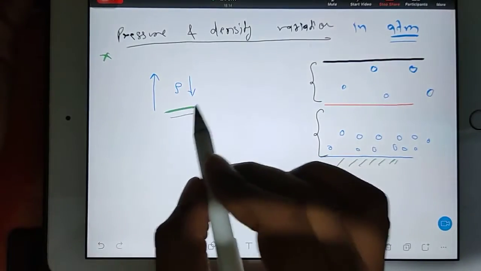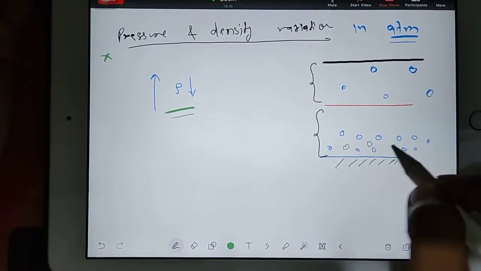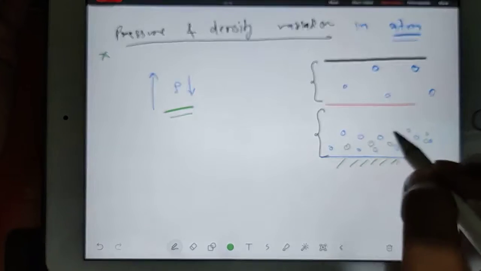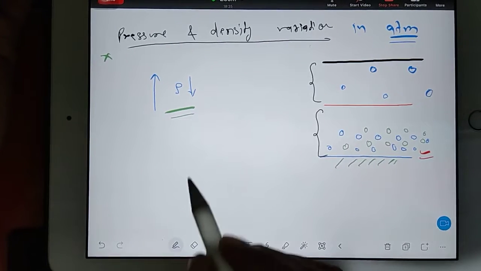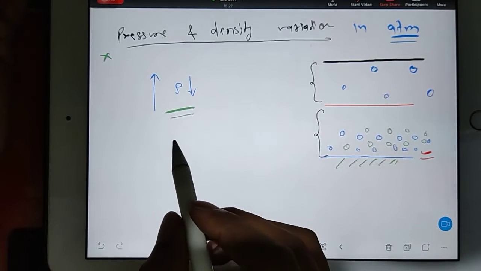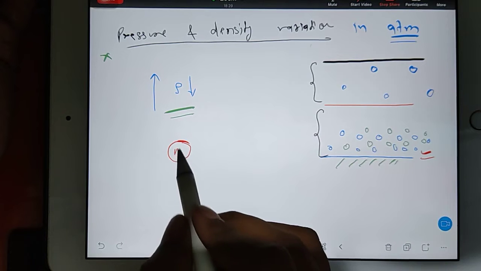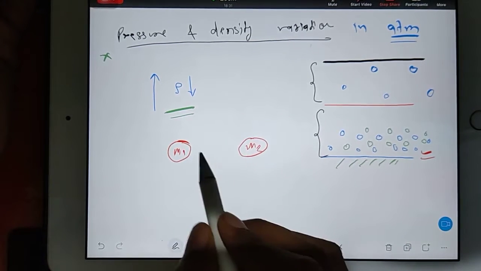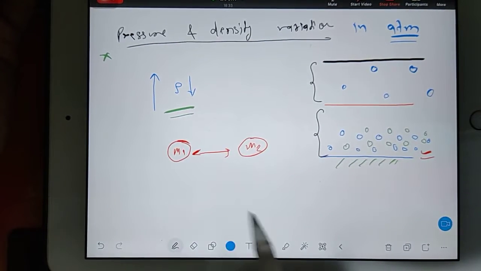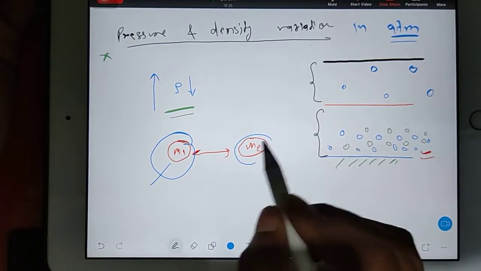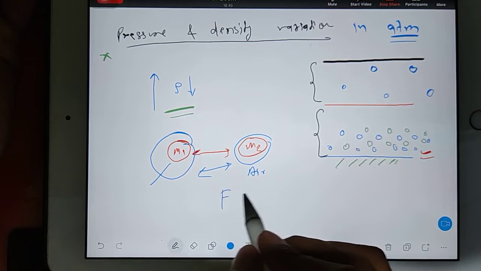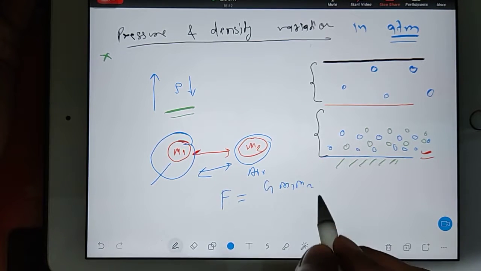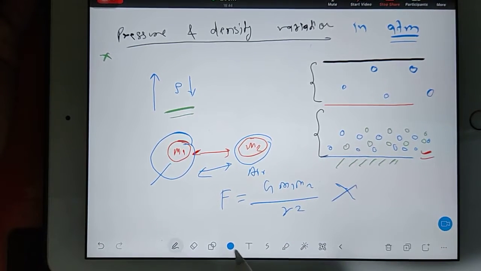How can you feel this? Because near the earth you have more molecules. Why do you have more molecules near the earth? Because the attraction force is heavy. Now how will you judge that attraction force is heavy? Because there is something called Newton's law of attraction. If you have one mass m1 and another mass m2, they will attract each other. Imagine one mass is your earth and one mass is the air molecule, so they will attract each other. The force formula is G m1 m2 by r square. You don't have to bother about this formula.